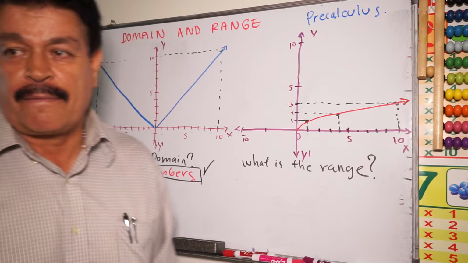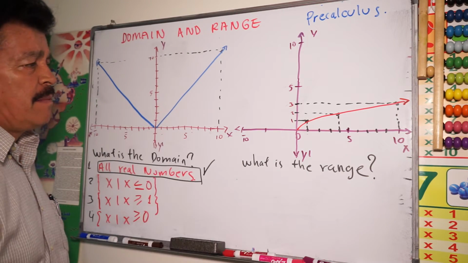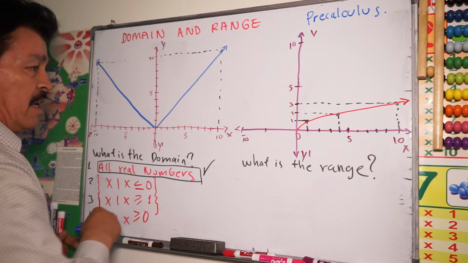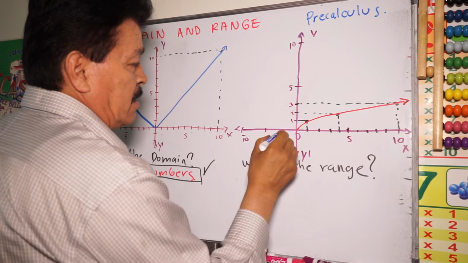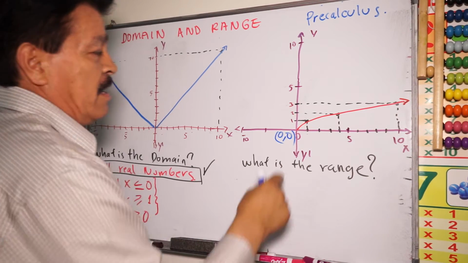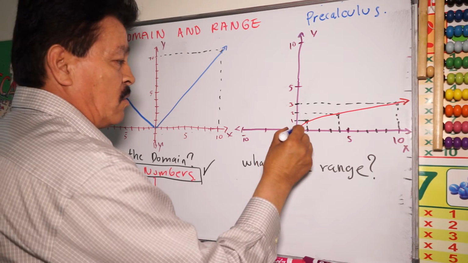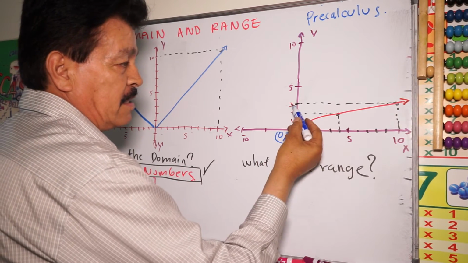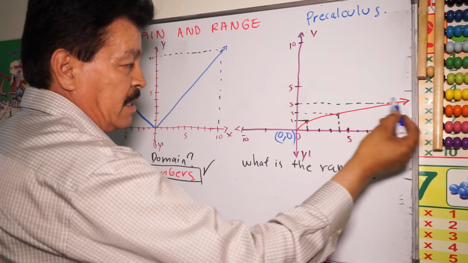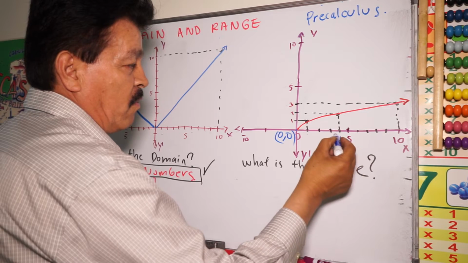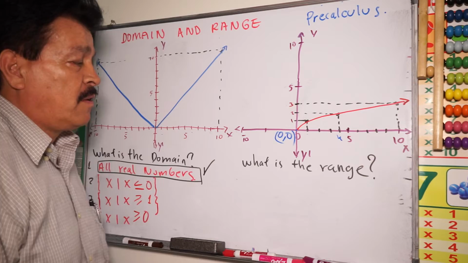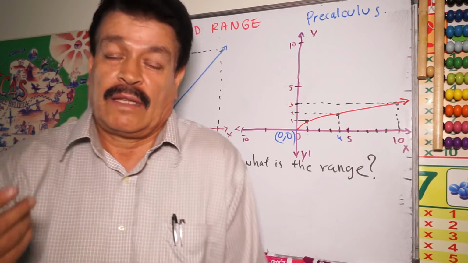What about the second graph? We have some data here. You are able to see the graph here. For example, it's 0, 0. That's the graph right here. This point is 10, 3. You have another point right here, 4, 2. But the question here is, what is the range?